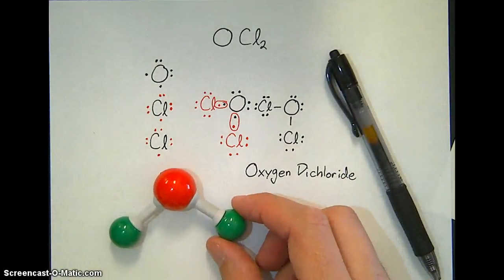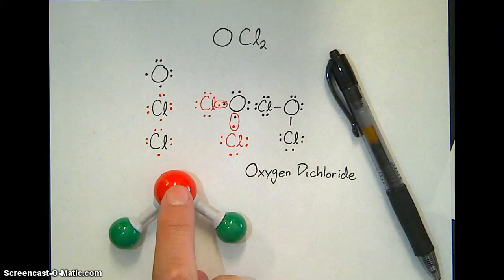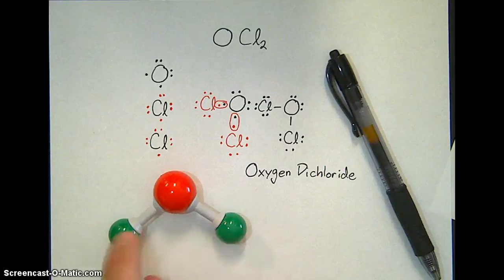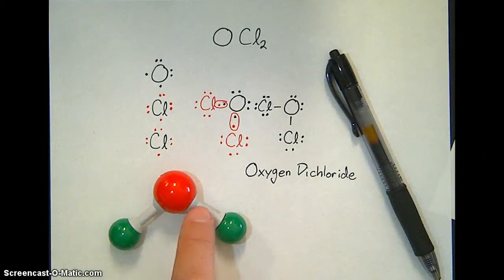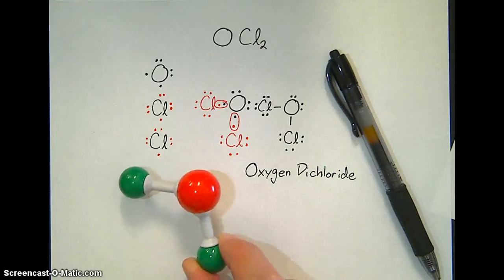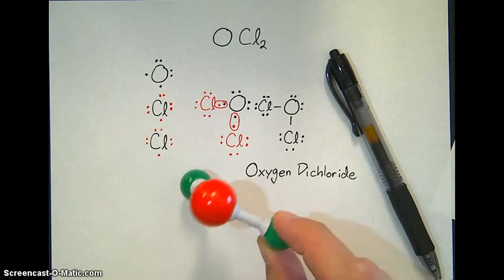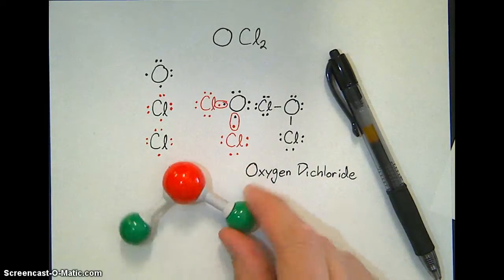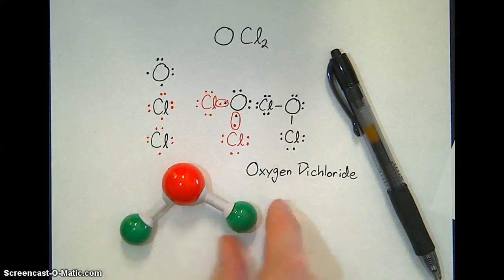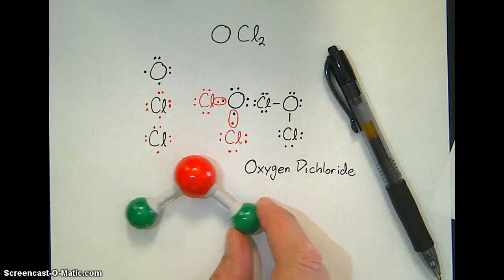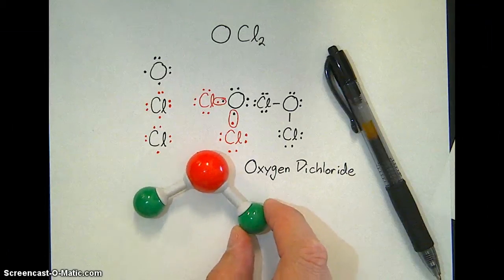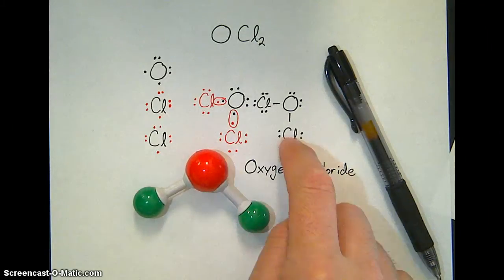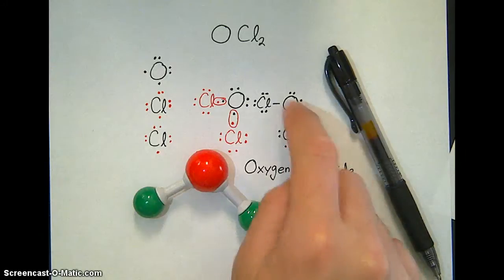Using our model kit, with red representing the oxygen and green representing my chlorines, oxygen has 2 available bonding sites. Each chlorine has 1 available bonding site, and they're stuck together in this bent shape. And we can see, even though the electron pairs aren't shown on that red atom, that they're pushing these bonds downward at an angle, and we get this bent shape. This looks a lot like water. Water has a very similar shape, H2O instead of OCl2.